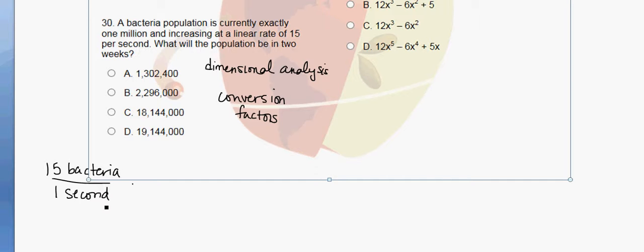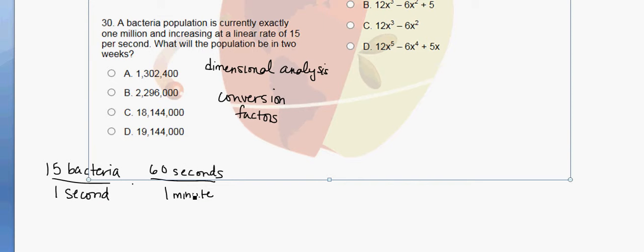I don't know how many seconds there are in a week off the top of my head, but I know that I can get closer to a week by going from seconds to minutes. So I know that there are 60 seconds in 1 minute. And I strategically write my conversion factor so that the seconds will cancel. So I think about my units canceling. Obviously it's also true that 1 minute is over 60 seconds. That's still a conversion factor, but it wouldn't help me because it wouldn't help cancel out the seconds.